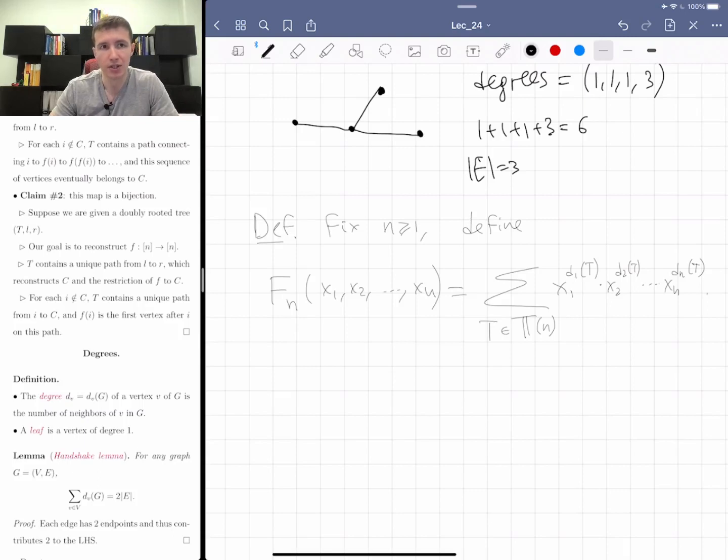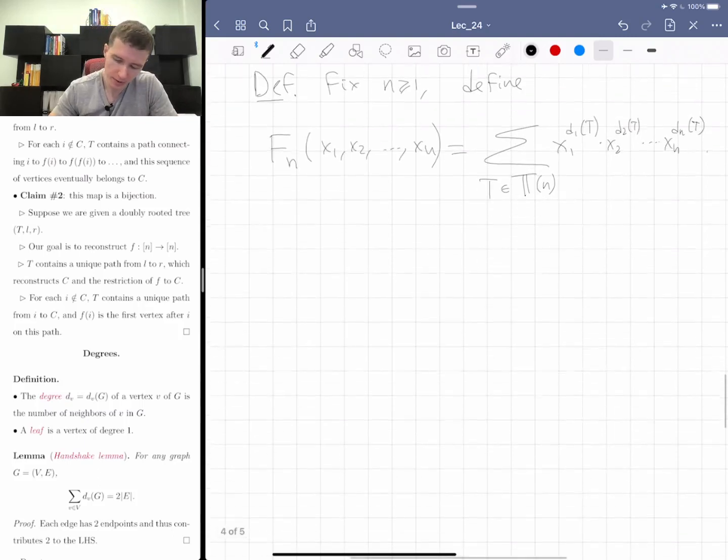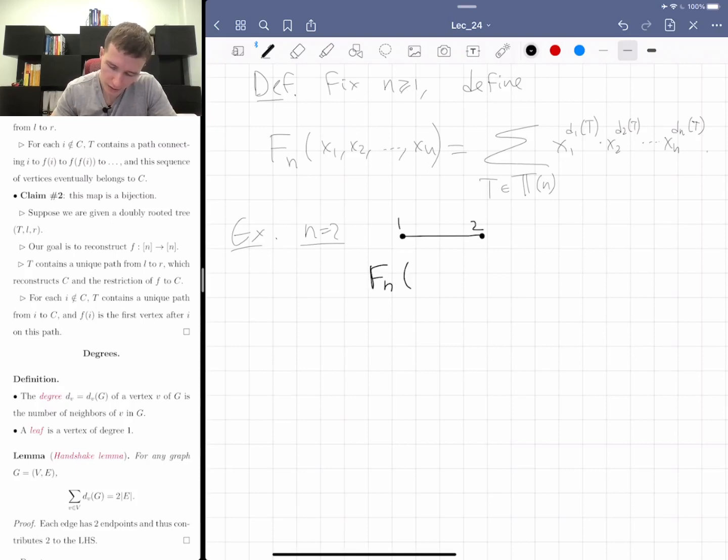And I guess for the rest of today, I'm just going to compute some examples. So let's say I start with n equals 2. Then my tree looks like this, 1 and 2. So f sub 2 of x1 comma x2 is equal to x1 times x2.